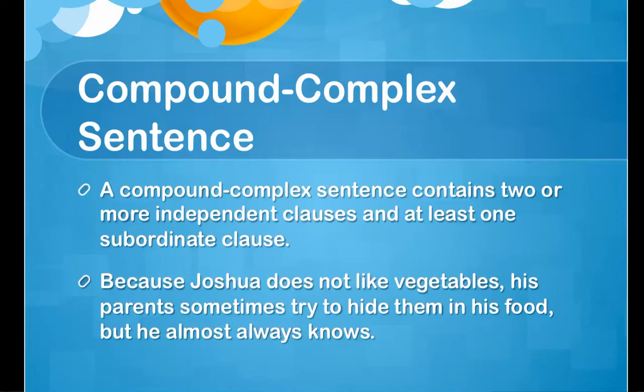The compound complex sentence joins these two previous types of sentences. A compound complex sentence contains two or more independent clauses and at least one subordinate clause. Because Joshua does not like vegetables, his parents sometimes try to hide them in his food, but he almost always knows. We first have a subordinate clause, because Joshua does not like vegetables, followed by two independent clauses. His parents sometimes try to hide them in his food. And the second one, but he almost always knows.